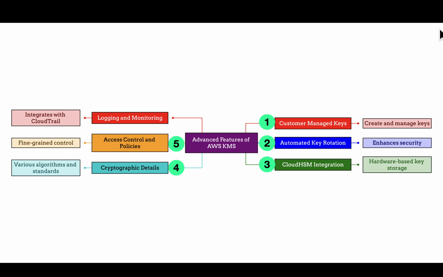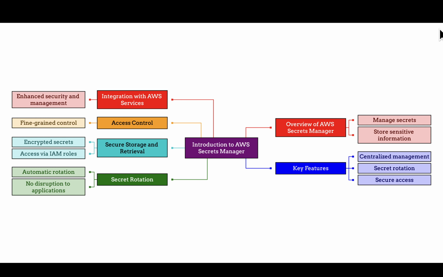5. Access control and policies. Fine-grained access control and policies can be applied to keys. 6. Logging and monitoring. KMS integrates with AWS CloudTrail for logging and monitoring of key usage. Introduction to AWS Secrets Manager.